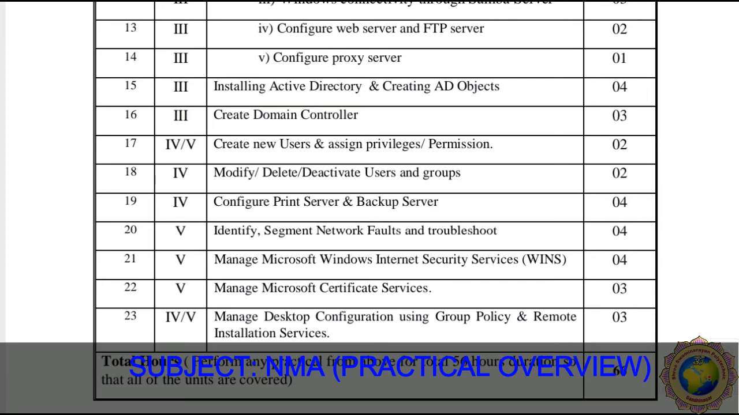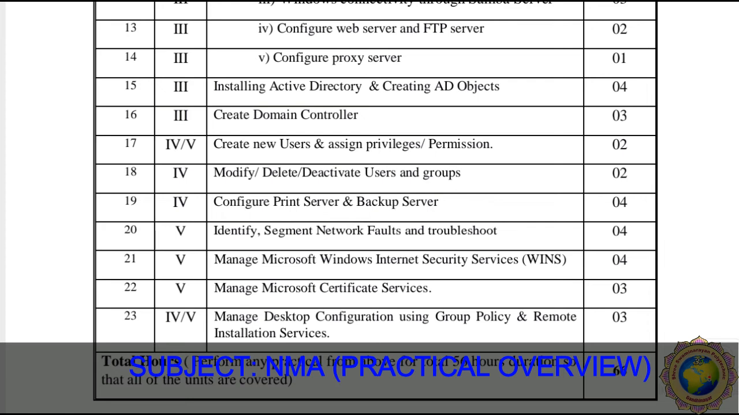hours. Then practical 17 says create new users and assign privileges and permissions on the server. So for practical 17, the teaching hours required is 2 hours. Then practical 18 is modify, delete and deactivate users and groups. Then practical 19 is configure print server and backup server.